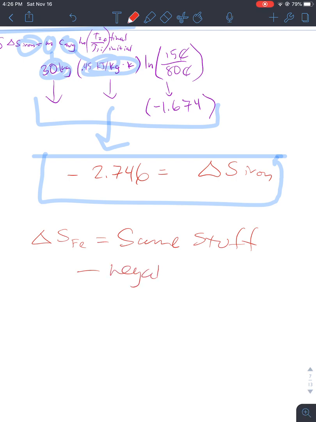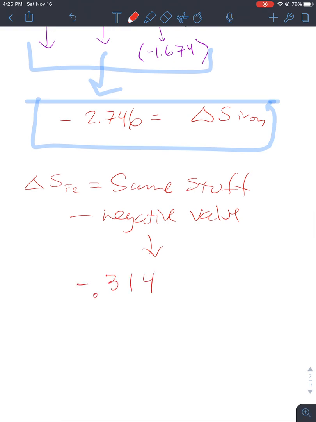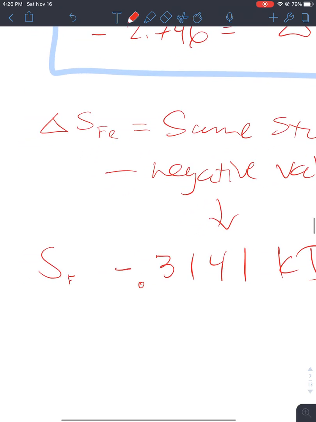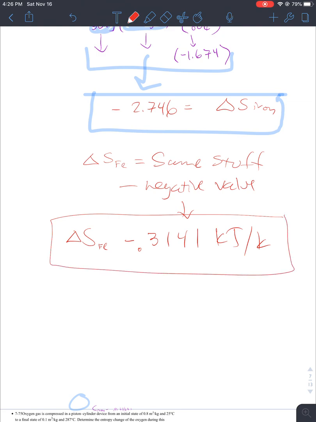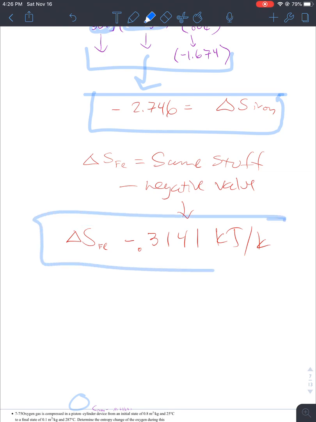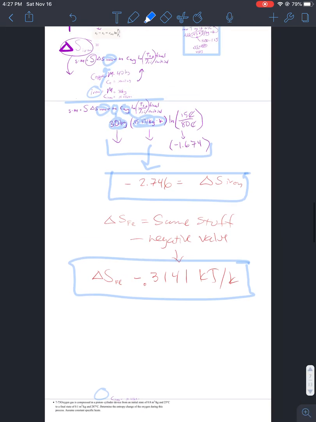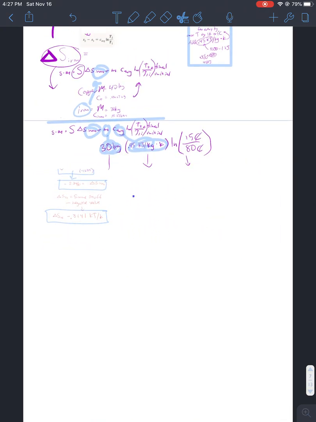It's another negative value, which ends up being negative 0.314. Let's estimate. Negative 0.314. I just rounded. Wow, we don't need to round. 141 kilojoules per Kelvin. Delta S of copper equals that. So it decreases in entropy, which is strange. Okay, we're going to leave it at this. So this is what we're looking for. Let's make everything small.